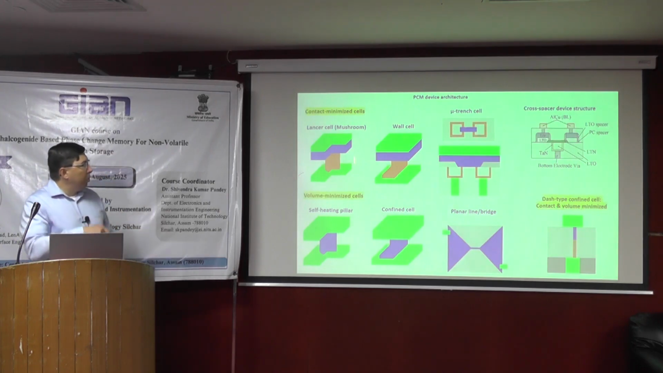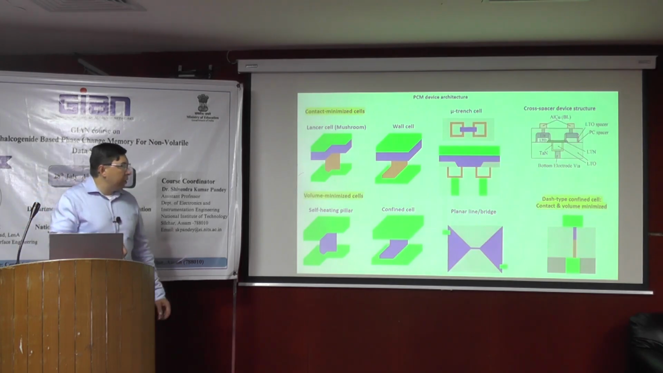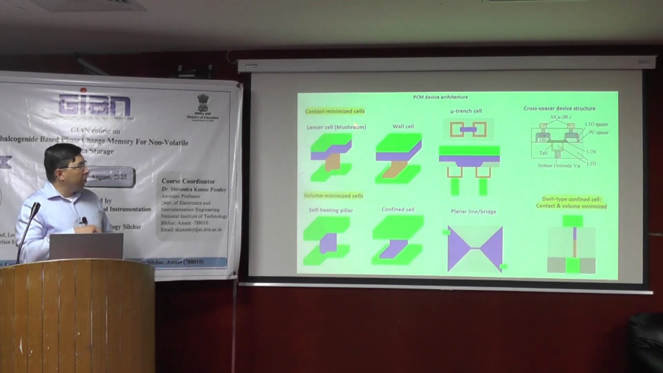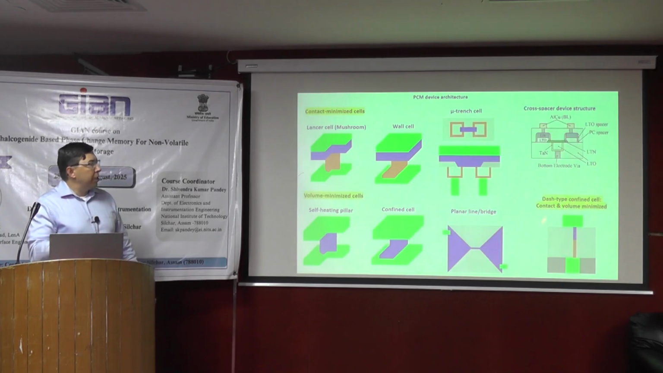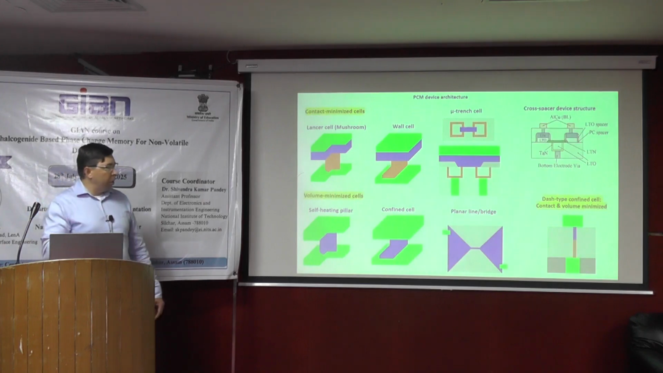You can also make, as I said, a mixed cell and make confinement of the electrode and of your switching volume. And this goes like a dash-type confined cell. Here you reduce the size of your phase change material, and this is the size of your heater. And here, from the left and right side, this is silicon oxide.